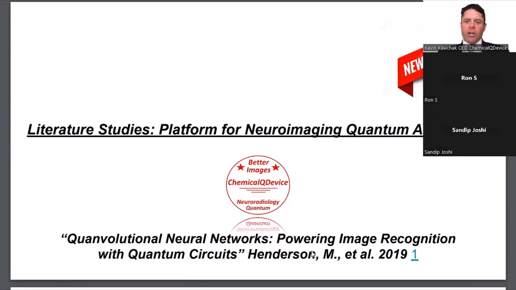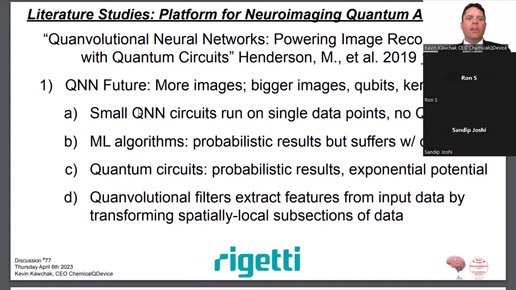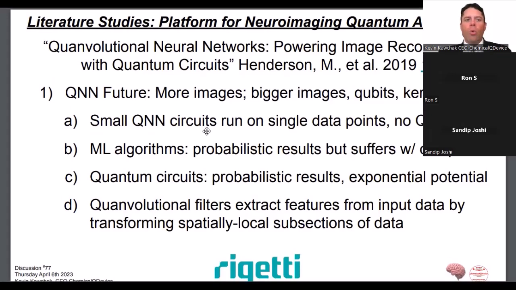This one is the Henderson paper from 2019. Quantum convolutional and quanvolutional are the same thing; quanvolutional is just a shorter form of saying that term. It's about powering image recognition with quantum circuits. You'll see the future: more images, bigger images. This is likely talking about hardware, like real quantum computers, with a few more qubits and bigger kernel sizes. In specific, these smaller QNN circuits run on single data points.